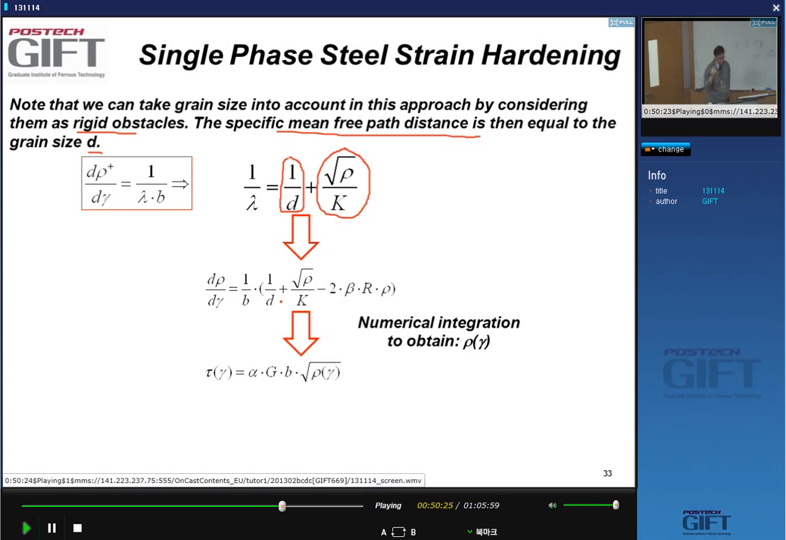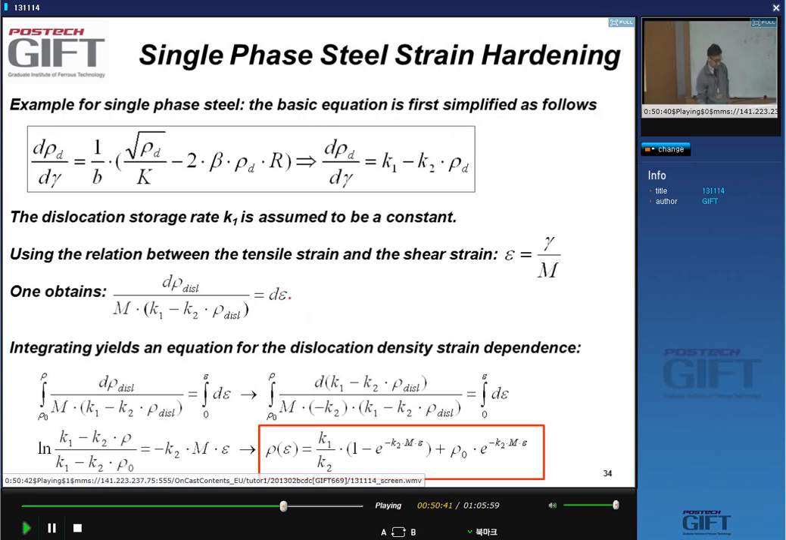And so numerically that gives you this function, rho as a function of gamma, and that gives you the shear stress. Shear stress as a function of shear strain is this. That's the strain hardening. It's actually rather simple. Okay, so let's see, can we use this? Yes, we can use this.